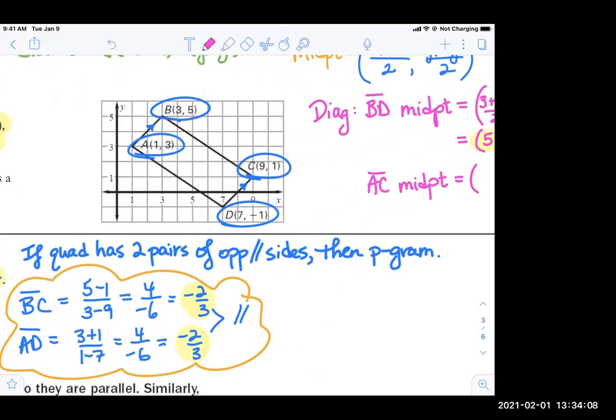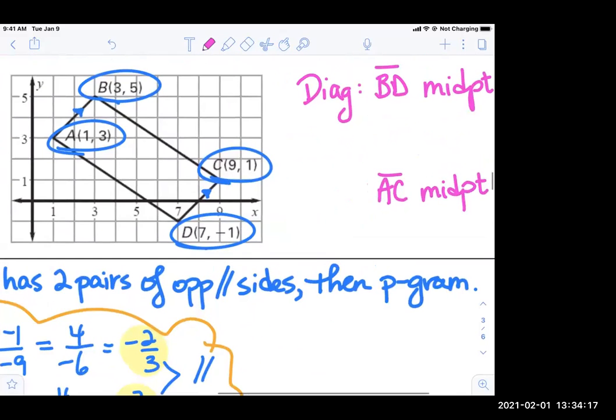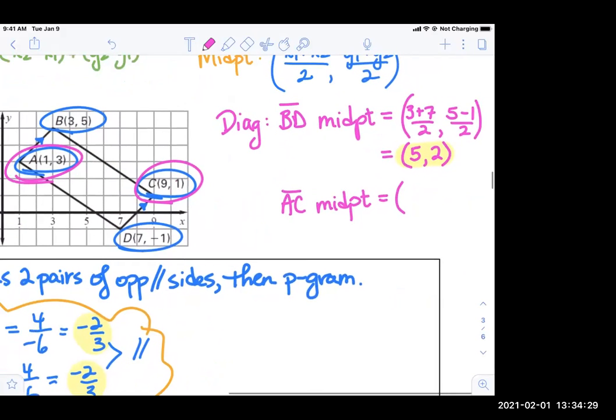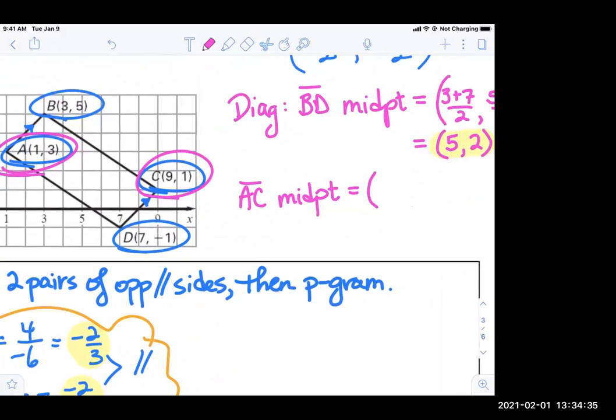If I said to you, is this a parallelogram, and I gave you 4 points, you could check the midpoints of the diagonals. If they're the same, then yes, and if they're different, then no. Okay, so for segment AC, Sarah, can you give me the midpoint calculation for that one, AC?